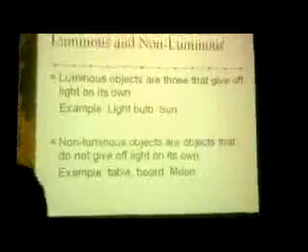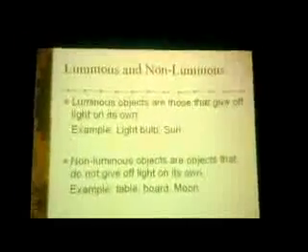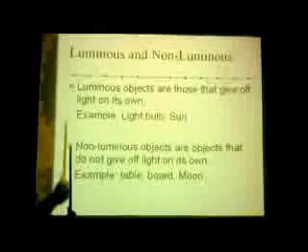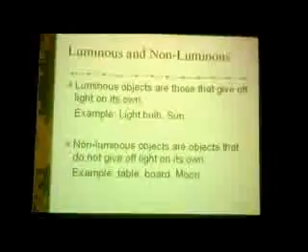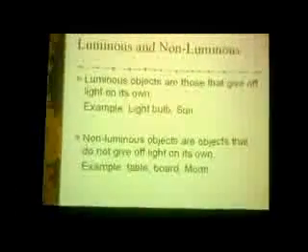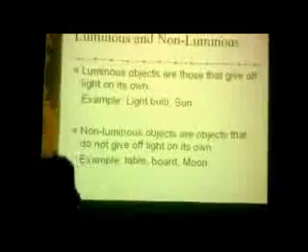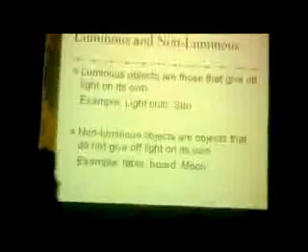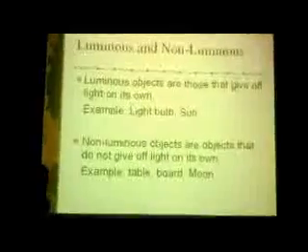Next, please. A luminous and a non-luminous. Luminous objects are those that give off light on their own. Example, light bulb. And next, sun. And non-luminous objects are objects that do not give off light on their own. Table, board, moon.